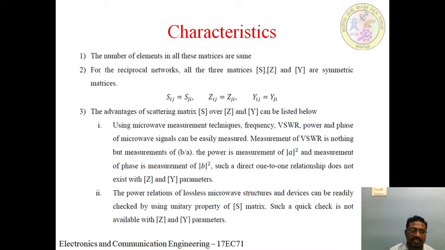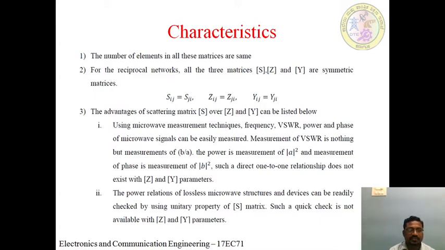Some of the advantages of the scattering matrix S over Z and Y are: first, using microwave measurement techniques and frequencies, VSWR, power and the phase of microwave signals can be easily measured. The measurement of VSWR is nothing but the measurement of B by A. The power is the measurement of mod of A square and the phase is the measurement of mod of B square. Such a direct one-to-one relationship does not exist with the Z parameters and the Y parameters.